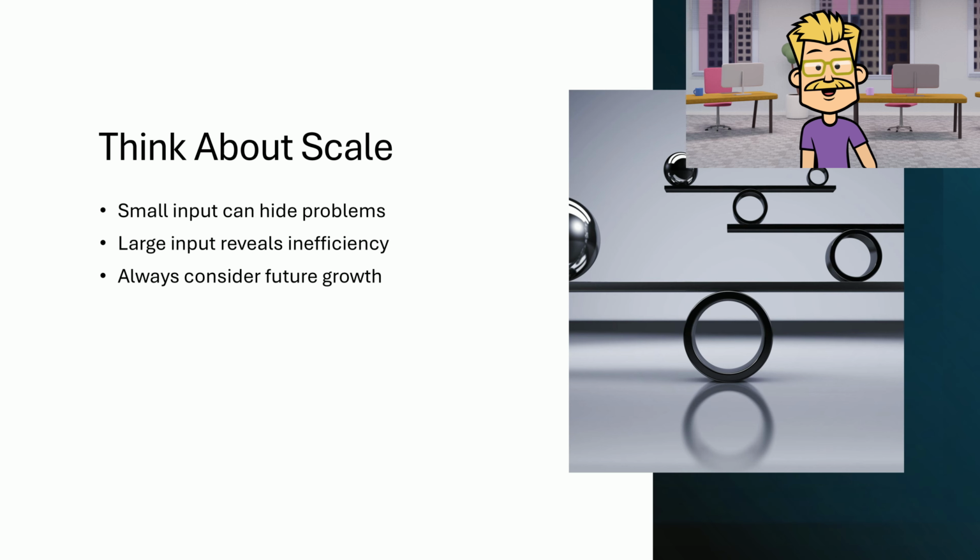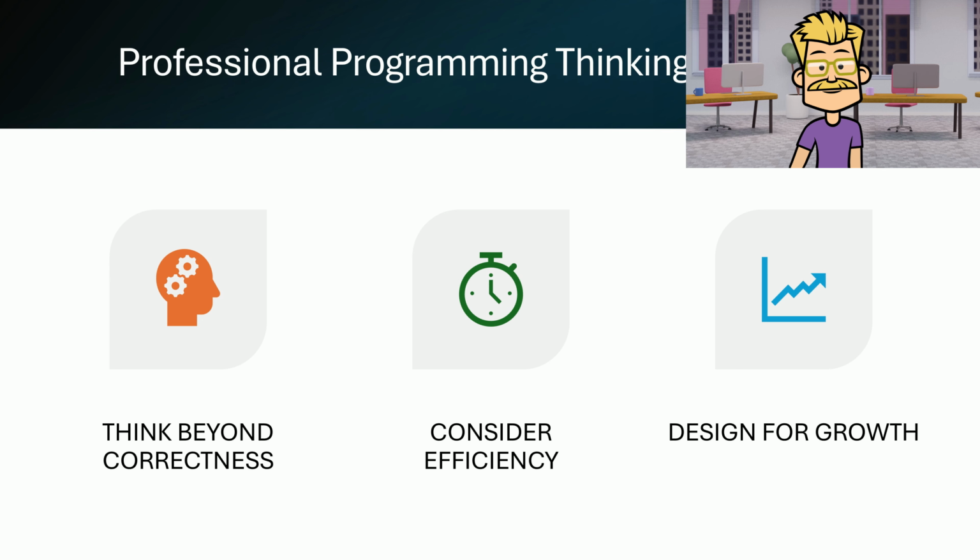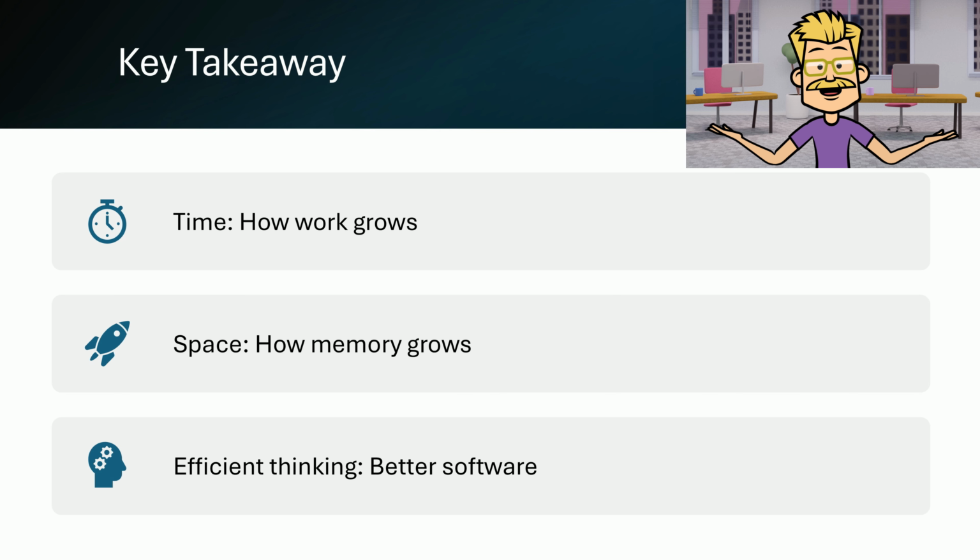As you continue learning programming, don't just ask, does my code work? Also ask, will it still work efficiently with 1 million records? That simple question is the beginning of professional software engineering thinking. And that is the foundation of understanding time complexity and space complexity.